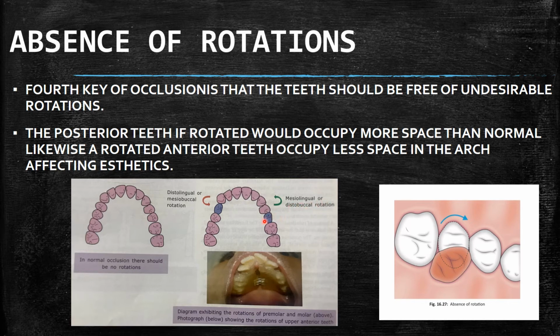Basically, when your posterior teeth are rotated, they occupy more space than normal. Likewise, rotated anterior teeth occupy less space. So if your incisors, your anteriors, are rotated, they'll create space. But when your posteriors, your molars, are rotated, they'll occupy more space. So the fourth key is there should be no rotation to have proper occlusion.